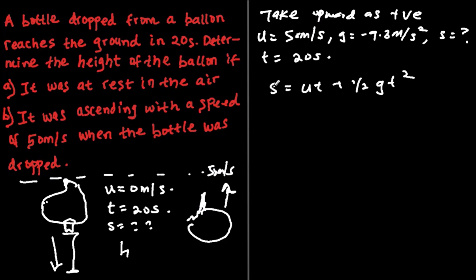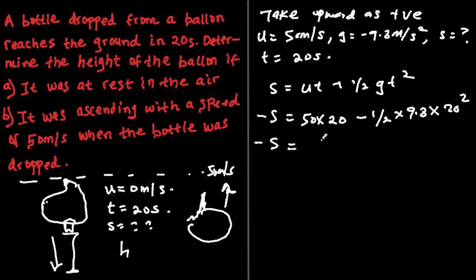This displacement is downward, so it's going to be negative. So I'll write negative s equal, this u is positive because it's going upward. So that will be 50 multiplied by the time taken, 20, then minus half times 9.8 times 20 squared. So we have negative s equal 50 times 20, which is 1000, minus half of 9.8, which is 4.9. 4.9 times 20 squared, if you remember in the last problem, was 1960. So we have negative s equal 1000 minus 1960, which gives us negative 960.